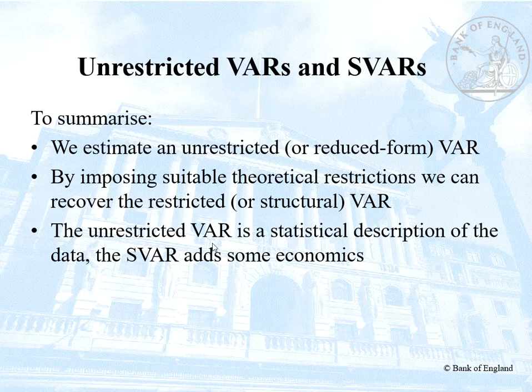The unrestricted VAR is a statistical description of the data. The structural VAR adds some economics because we need to make some restrictions based on the economic models, and then we can also define some of the statistical variables with some economic meaning. For example, we can identify the shocks in inflation as a demand shock, then we can impose that. In that way, we will know more about the economics rather than the econometrics.